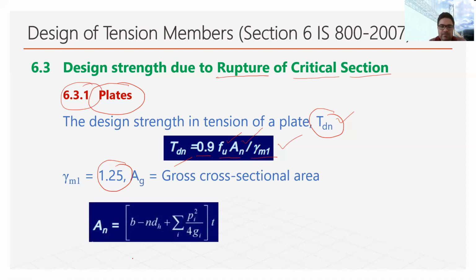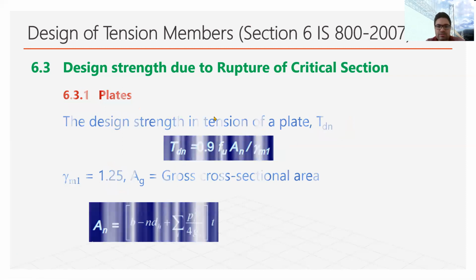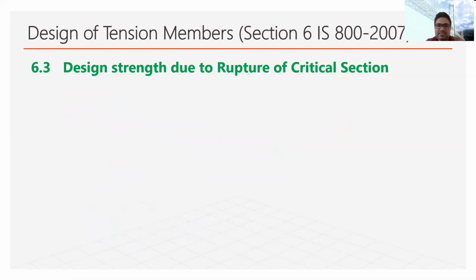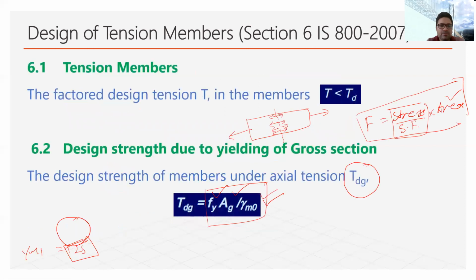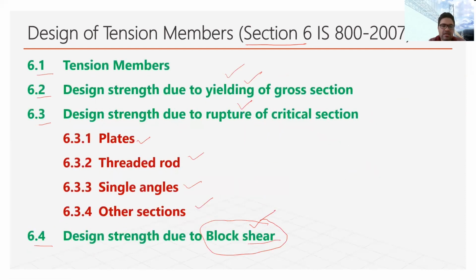And An, you can see, if there are inclined planes, we add this. If there are no inclined planes, we consider this only. This is D naught actually, the diameter of the hole. Now coming to the next, I have explained design strength due to rupture of critical section in case of plates, in case of threaded rods, in case of single angles, other sections. So we will see that one by one.